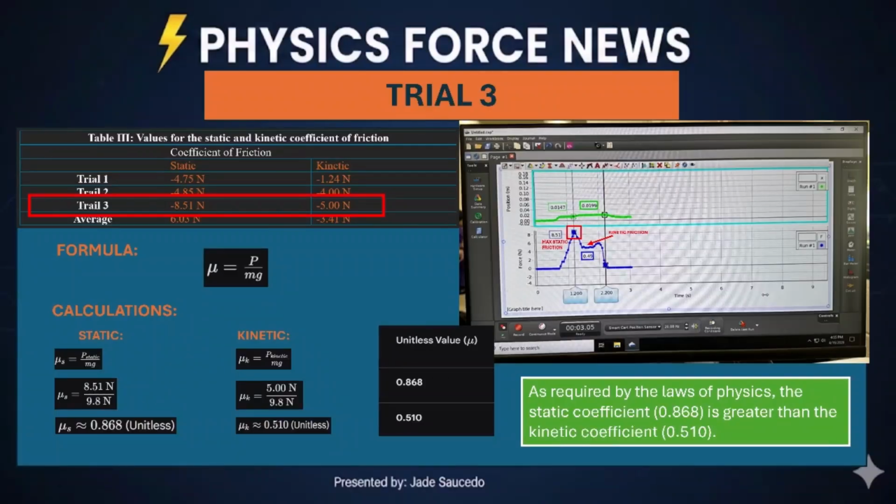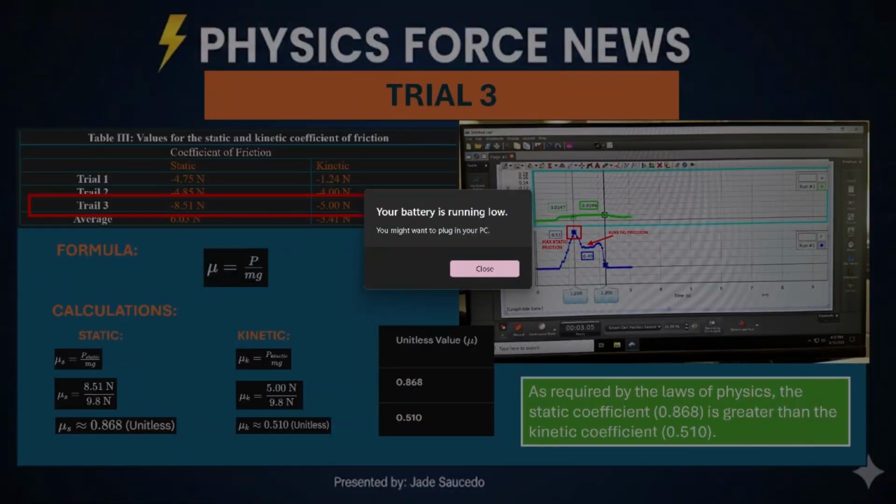Following the same procedure for the kinetic coefficient, mu k. The math: we divide our kinetic force of 5 newtons by our constant weight of 9.8 newtons. This results in a unitless kinetic coefficient of 0.510.